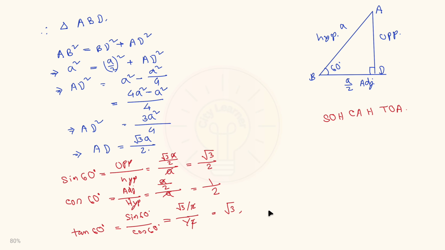And if we get these 3, sine, cos, tan, we can find out the remaining 3. These are the reciprocals of these 3 values. Therefore cot 60 degree is equal to 1 by root 3. Sec 60 degree is equal to 2, and cosec 60 degree is equal to 2 by root 3. Now we have already found all the trigonometric functions for 60 degree angle.